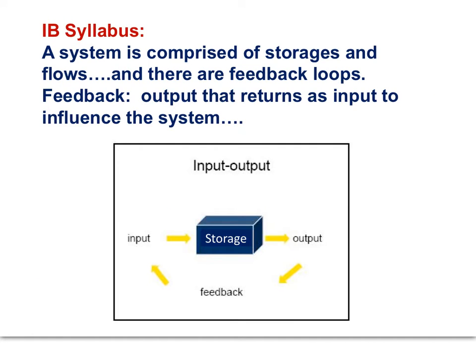A system is comprised of storages, represented in diagrams as rectangular boxes, and a system is comprised of flows, which are represented as arrows. Storages have units such as kilograms per hectare, while flows, which are processes, have rate units, kilograms per year per hectare. And systems can have feedback loops, which could be loosely defined as output that returns as input to influence the system.